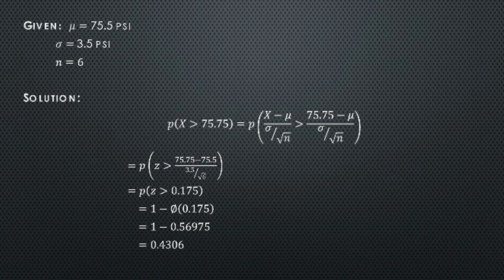After that, we get 1 minus Φ of 0.175, equals 1 minus 0.5697. Now by that, we need to subtract to get the final answer, which is 0.4306. This is the answer for question 6.2. Now let's move to the next question.